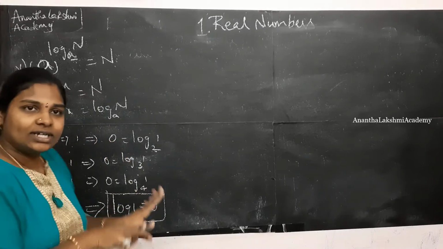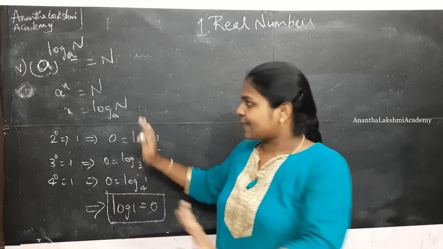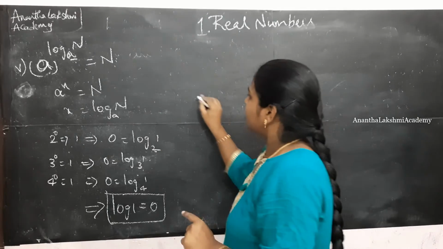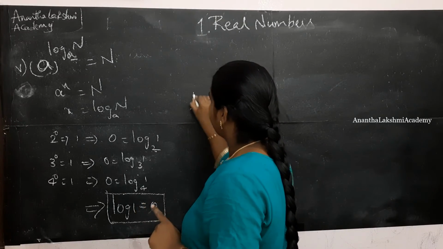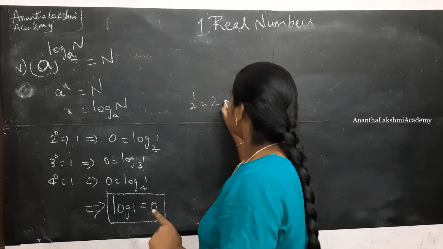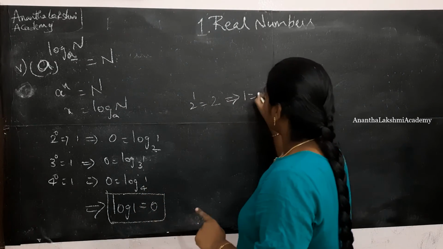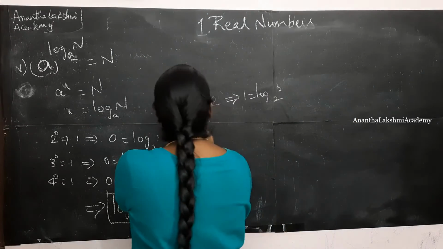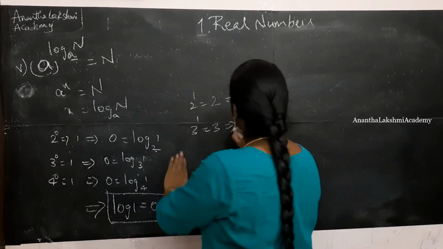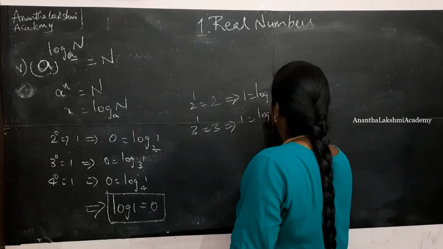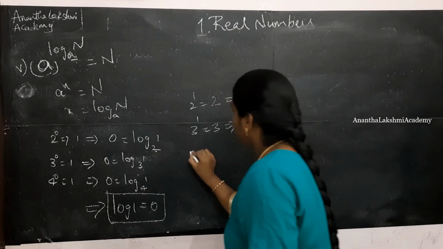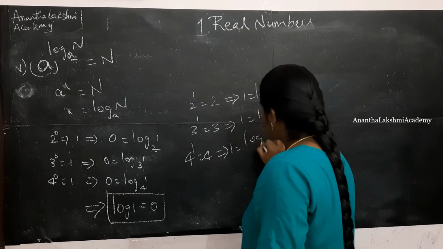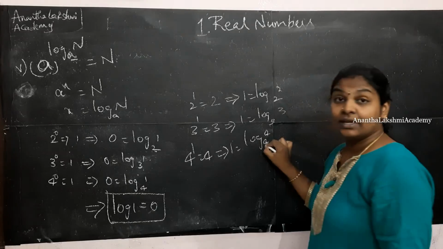This is not a separate rule, but something which can be drawn from the very first law which we have learnt. Now, can I write it like 2 power 1? 2 power 1 is equal to 2. So 1 is equal to log 2 to the base 2. 3 power 1 is equal to 3, which implies 1 is equal to log 3 to the base 3. 4 power 1 is equal to 4, which implies 1 is equal to log 4 to the base 4.